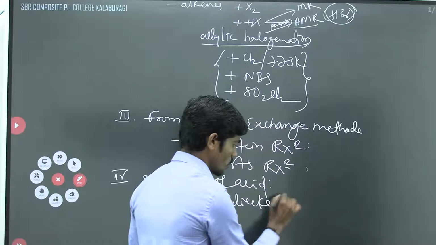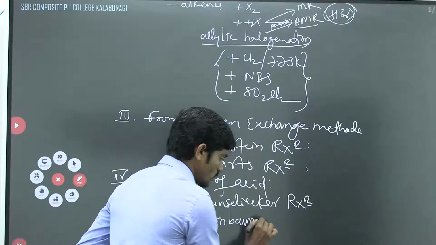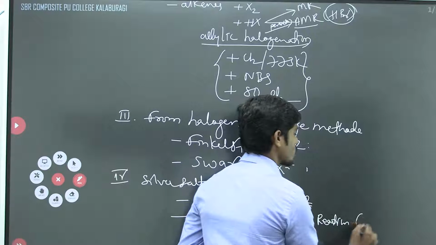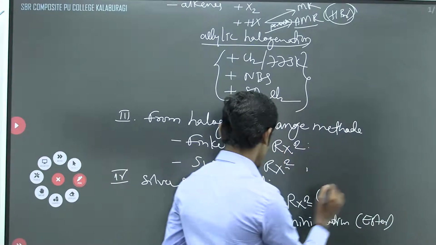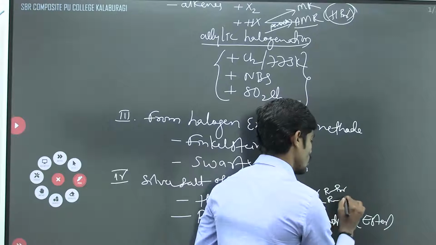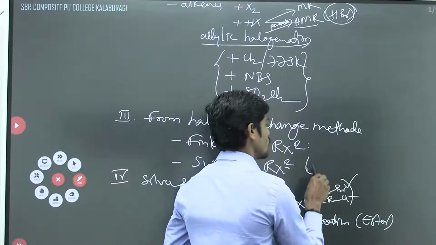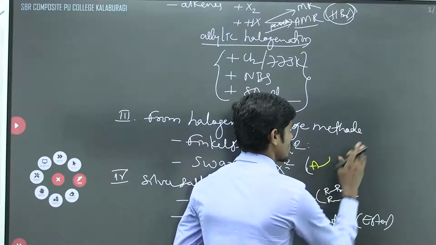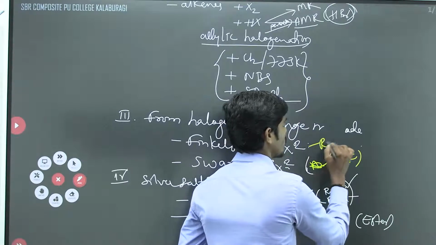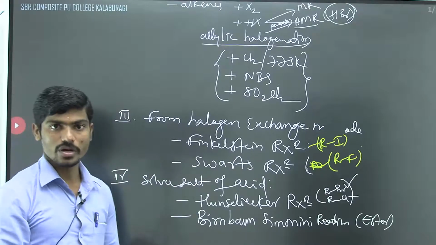One is the Borodine-Hunsdiecker reaction, and the last one is the Birnbaum-Simonini reaction. In the Birnbaum-Simonini reaction, the product you are going to get is ester, whereas in the Borodine-Hunsdiecker reaction, the product is either bromoalkanes or chloroalkanes, but this is the maximum yield and the yield is very less. In the Swarts reaction, the product is RF, fluoroalkanes, and here iodoalkanes you are going to get, and the remaining are the general reactions we have covered, right?